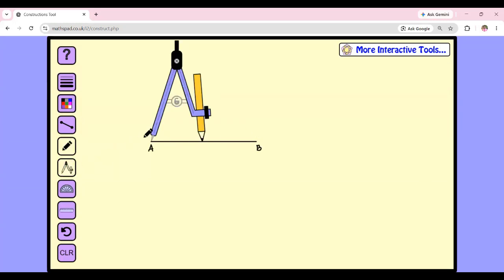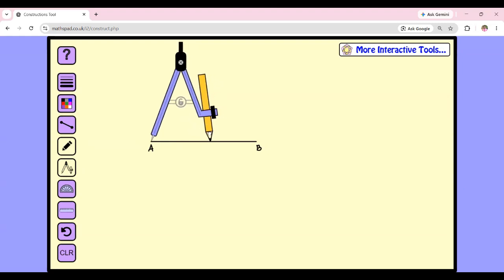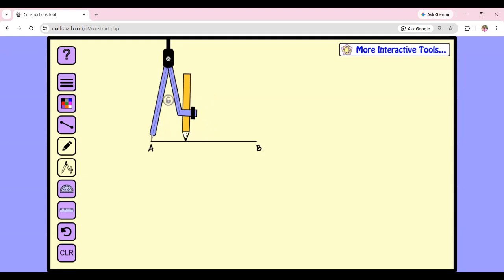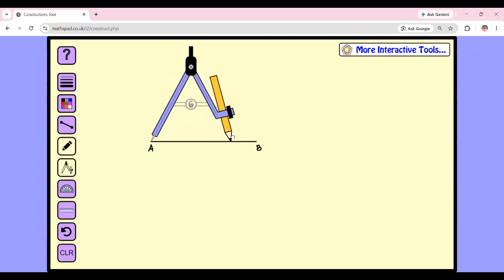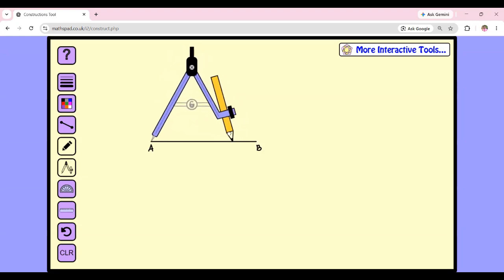Now just take your compass, keep the pointer in A and open your compass to more than half of AB. By guess, this is less than half, so we have to take more than half in the compass. Either this much or this much, this is also more than half. So you can just take more than half in your compass. Keep the pointer in A.